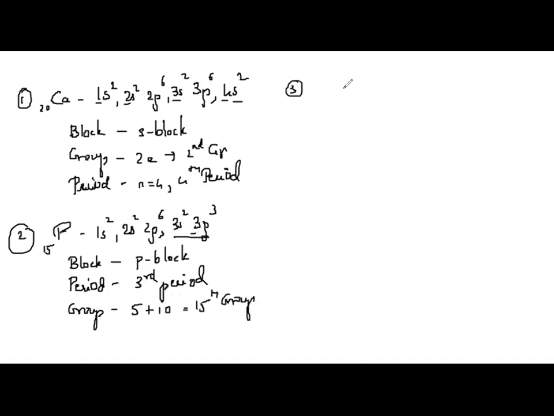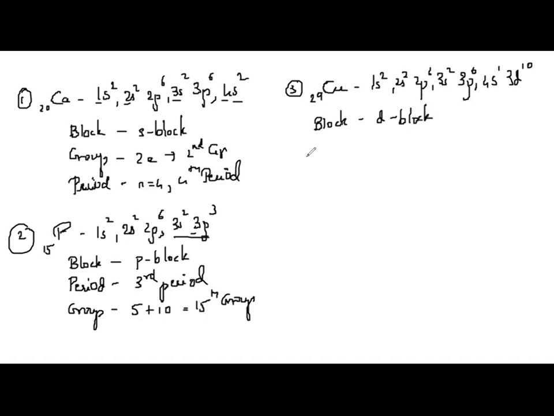Third one. Let me take example of copper. 29. So 1s2, 2s2, 2p6, 3s2, 3p6, 4s1, 3d10. Correct? To which block it belongs? Last electron is entering to d orbital, therefore it belongs to d block. Period, which is the highest number? 1, 2, 3, and 4. So it belongs to fourth period. Correct?